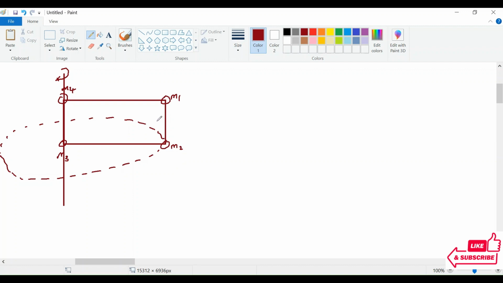Now, basically, how many masses are rotating? Two masses. Excellent. M1 and M2 are rotating. M3 and M4 are along the axis. So the moment of inertia of M3 is equal to 0 because r is 0; the perpendicular distance is 0. It is on the axis. In the same way, the moment of inertia of M4 is equal to 0. Now only M1 and M2 remain.